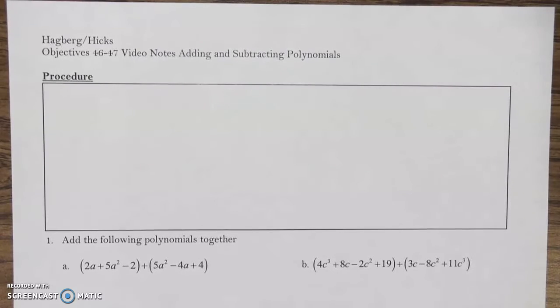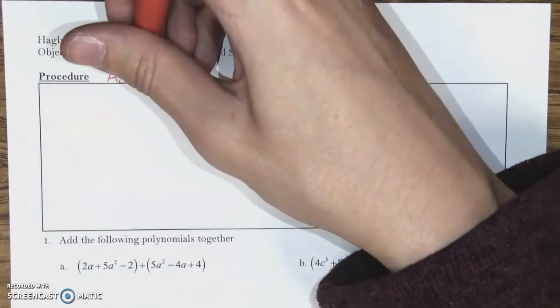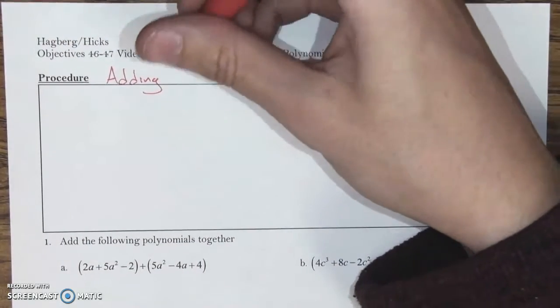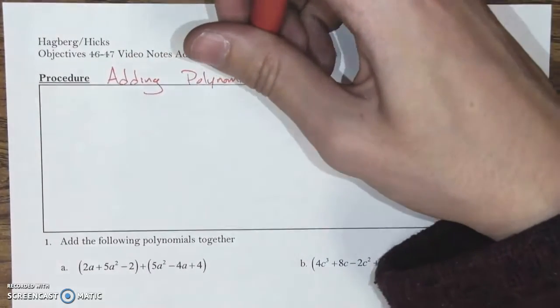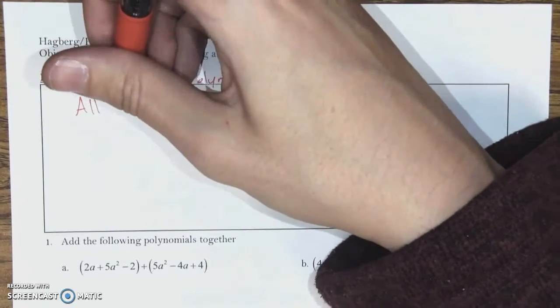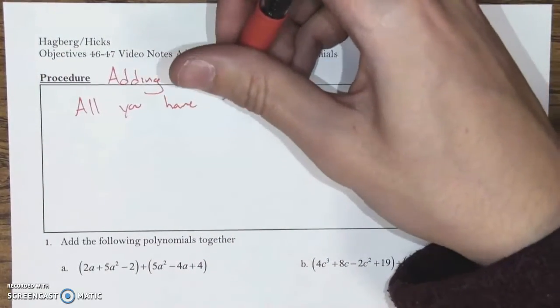Alright, so the next objective that we're going to be looking at is our objectives 46 and 47, which talks about adding and subtracting polynomials. This is going to be an extension of one of the first objectives that we practiced this school year, combining like terms. So adding polynomials. In order to add polynomials, all you have to do is combine like terms.